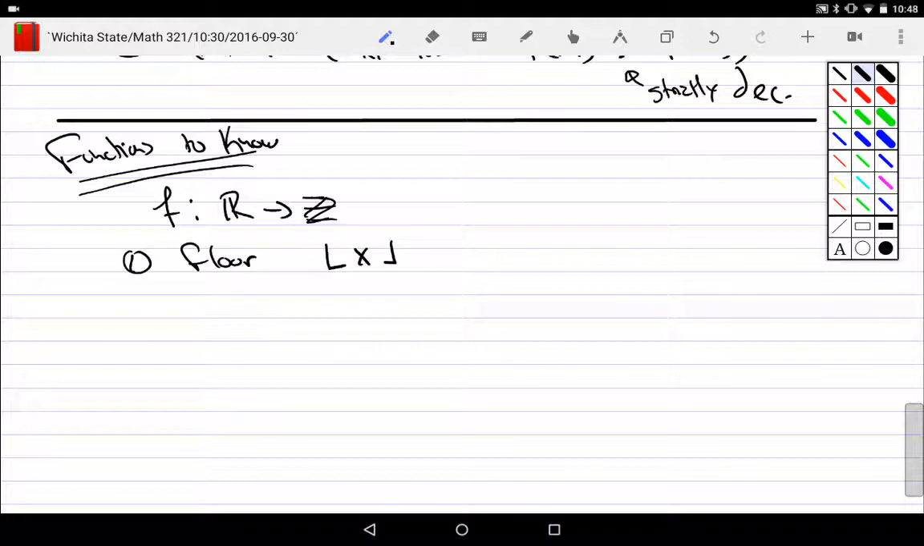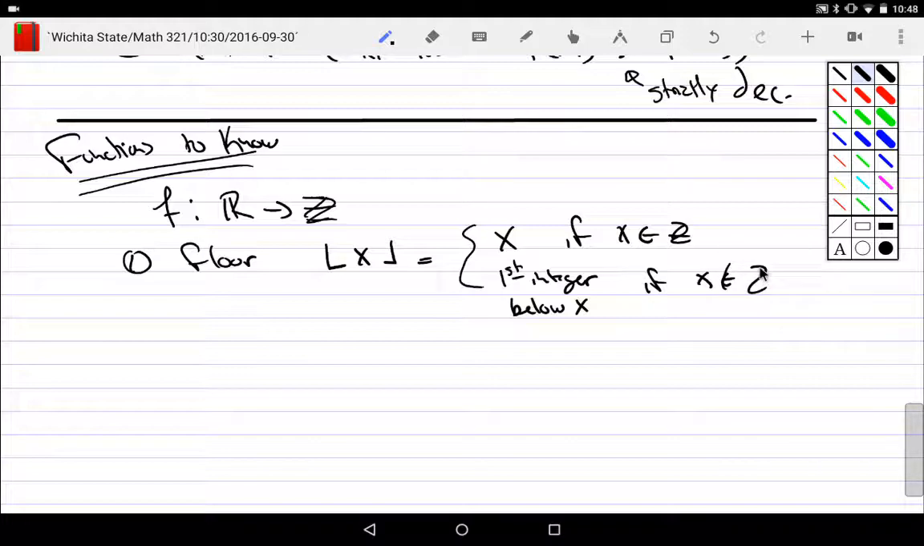Anybody know what the floor does? The floor function will take a real number and tell you, if it's an int, it stays an int. If it's not an int, it tells you the first int to its left. It's equal to x if x is an integer. It's equal to the first integer below x if x is not an integer.